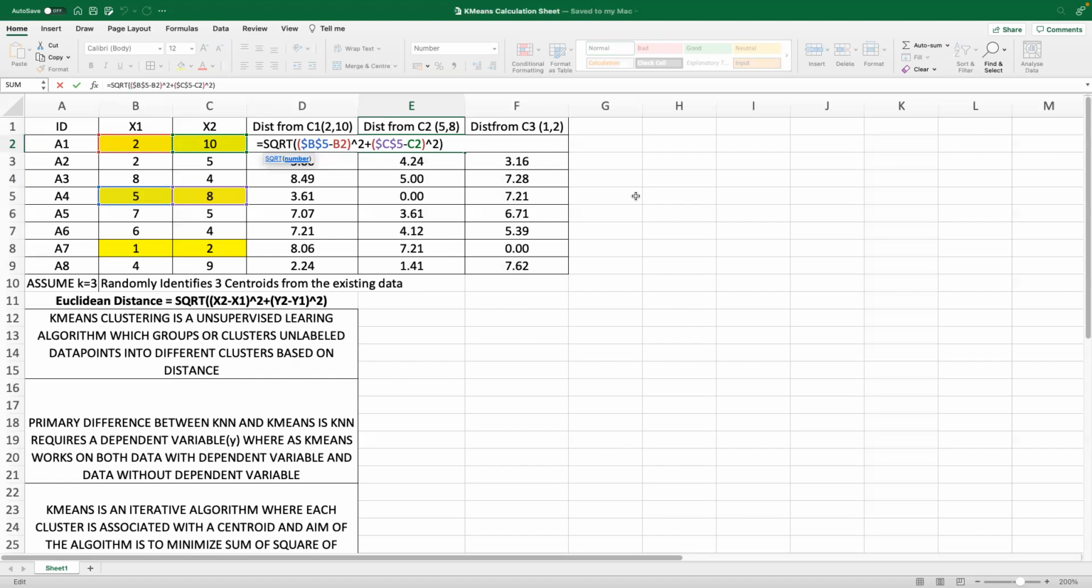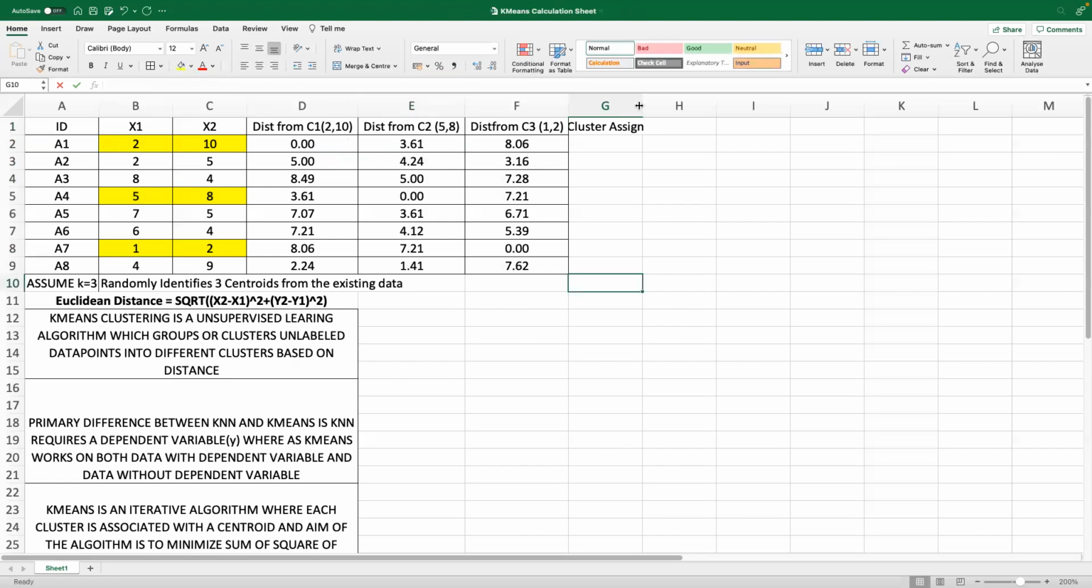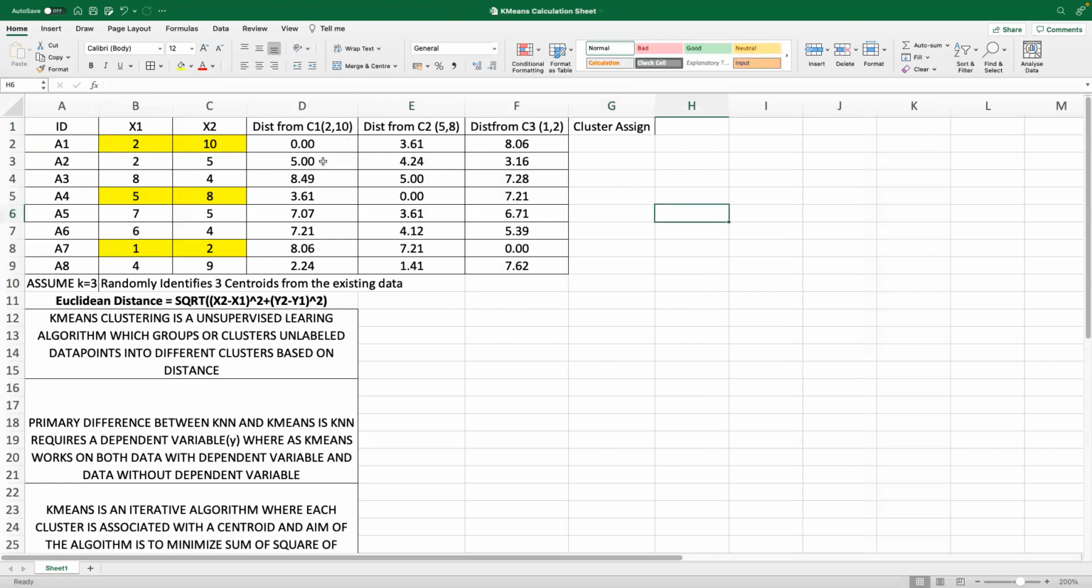Got it, all of you? Now the cluster assignment. Cluster assignment will be based on the minimum distance. What is the minimum among these three? Cluster 1. C1 is the minimum. What is the minimum among these three? C3. Cluster 3 is the minimum.